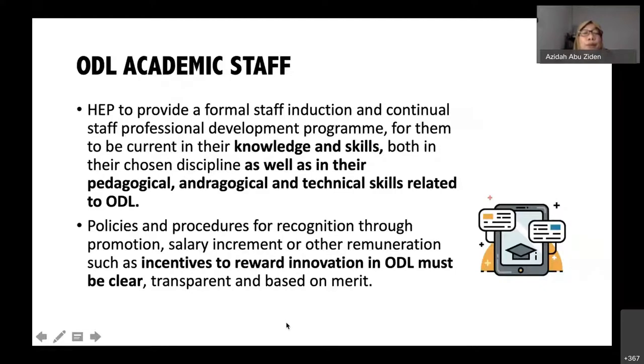And then ODL academic staff. For now, sometimes we just assume that sebab dah melalui COVID-19, our academic staff, biasanya kita anggap dia telah melalui ODL process sebab dia telah melalui teaching and learning online semasa COVID-19. However, yang itu pengalaman, apa orang kata, ad hoc punya pengalaman, right? They have the experience because of the COVID-19.